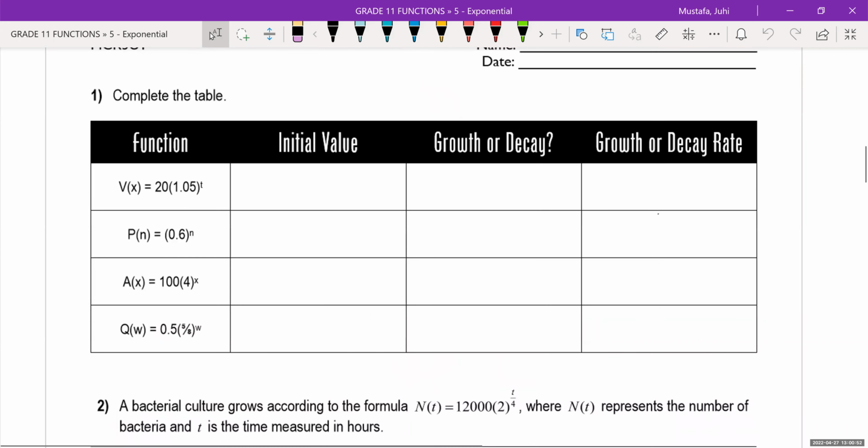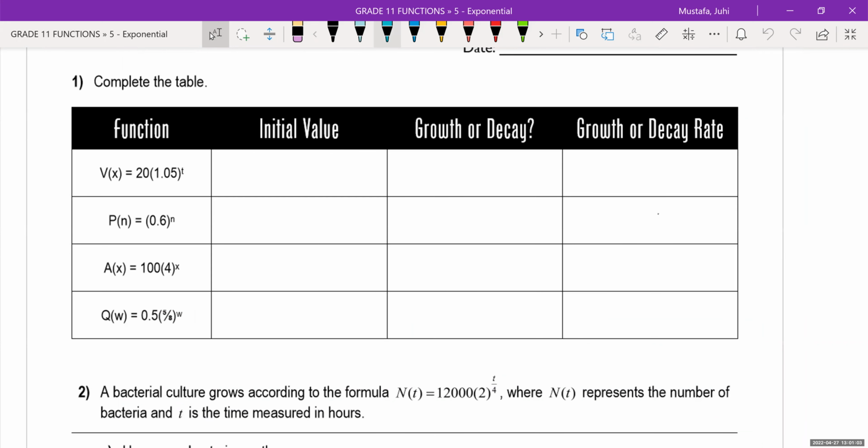Example. So let's complete the table. I have 4 examples there. We're just going to break it down and figure out what is the initial value, is it growth or decay, and what is the growth or decay rate. So we will begin with the first one. The initial value is the number in front of the base. So in this example, it would be 20.